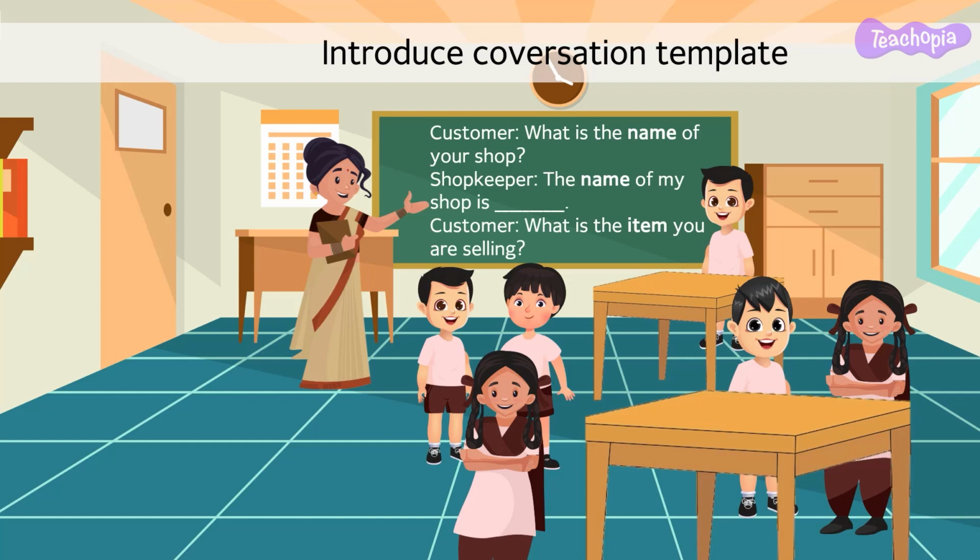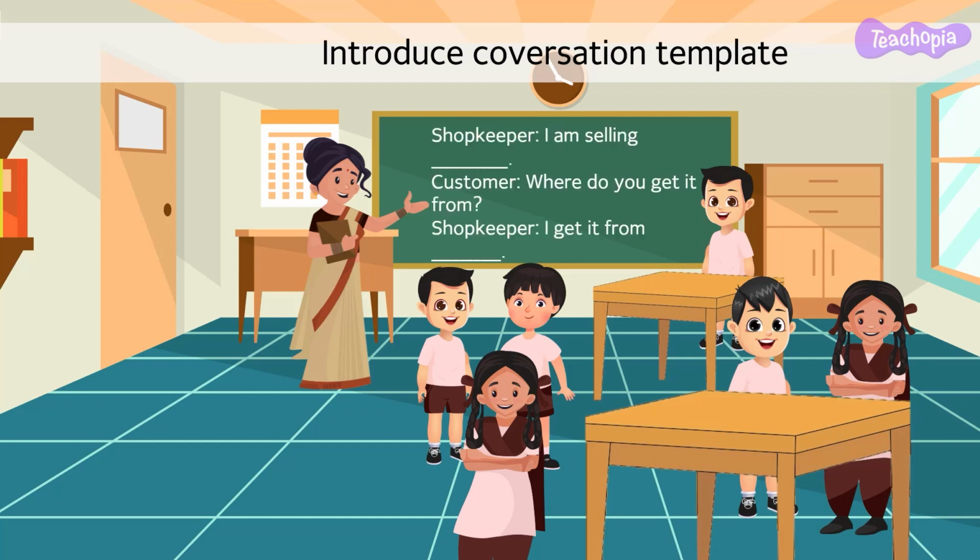The customer can again ask, "What is the item you are selling?" The shopkeeper can reply by saying, "I am selling dash." The customer then asks, "Where do you get it from?" The shopkeeper can reply to that by saying, "I get it from dash."